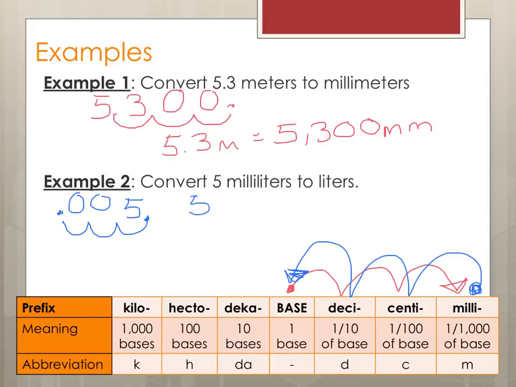So 5 milliliters is going to equal 0.005, or 5,000ths, liters. Okay, so this is a lot easier to convert within the metric system than the English system. That's why most of the rest of the world uses it, and why we use it most often in science classes, because since we're moving just by a power of 10, we can just move the decimal place and do our conversions.